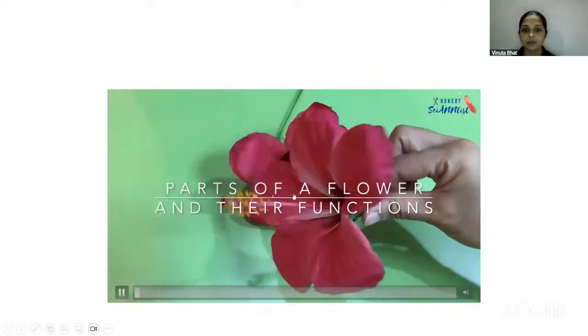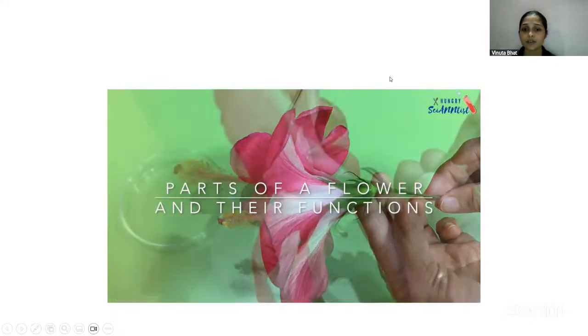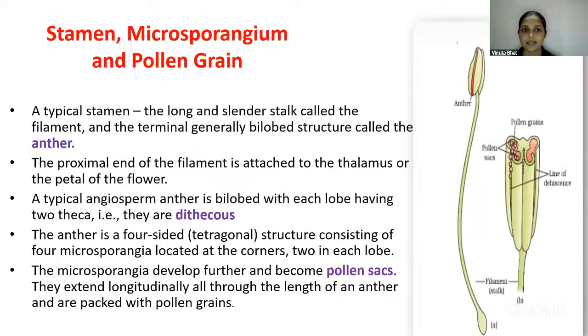So let us see. This is the flower. In this video, we will learn the parts of the flower that you learned in your theory class. So I'm not going to explain the parts of the flower, as you already know them: androecium, gynoecium, and the sepals and the petals, right?